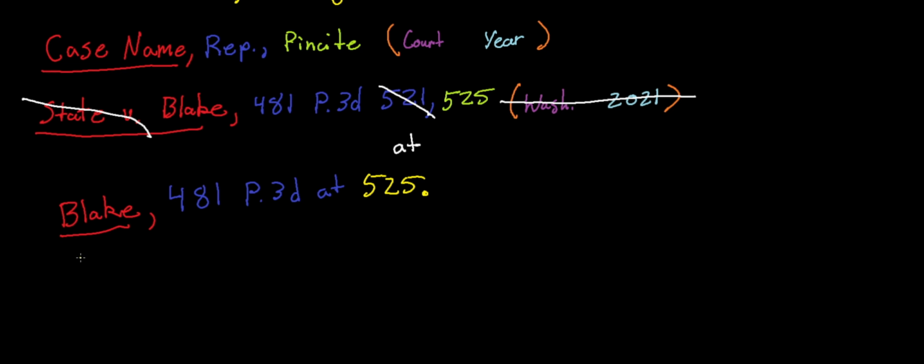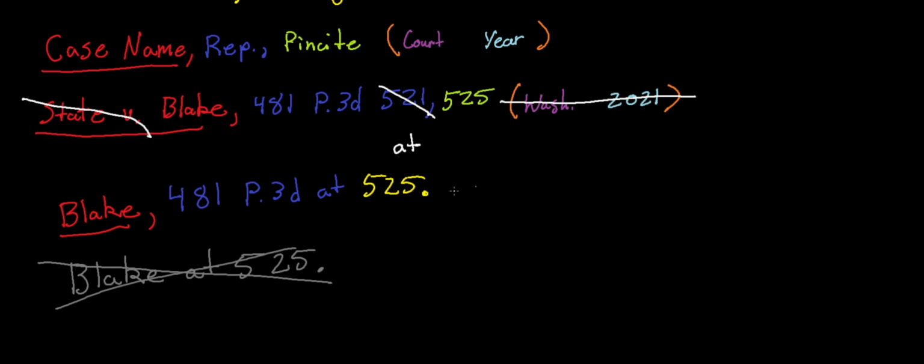Now, you will be tempted at some point to write a short cite like this: Blake at 525. This is wrong, so don't do that. If you're doing a short cite, you have the reporter volume and the reporter name, and you just toss in the at and then the pin cite.